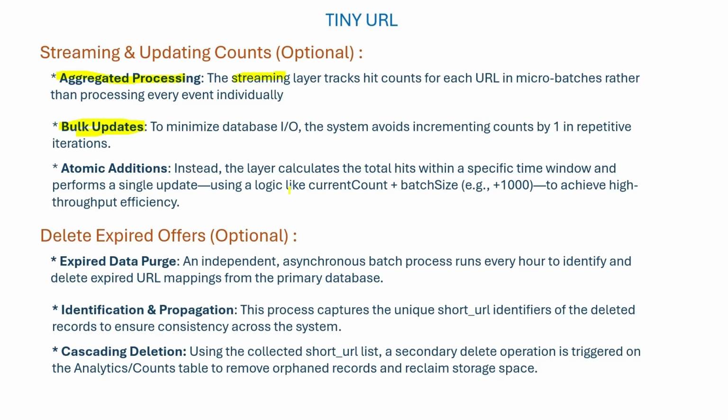By which I mean, it might get the current count and see how many times a particular URL has been accessed in a given batch and update it together. Current count plus, say, 1,000 or 100 times a particular URL has been hit. Current count plus 100 will be processed and added into the DB. This will make our system more efficient.